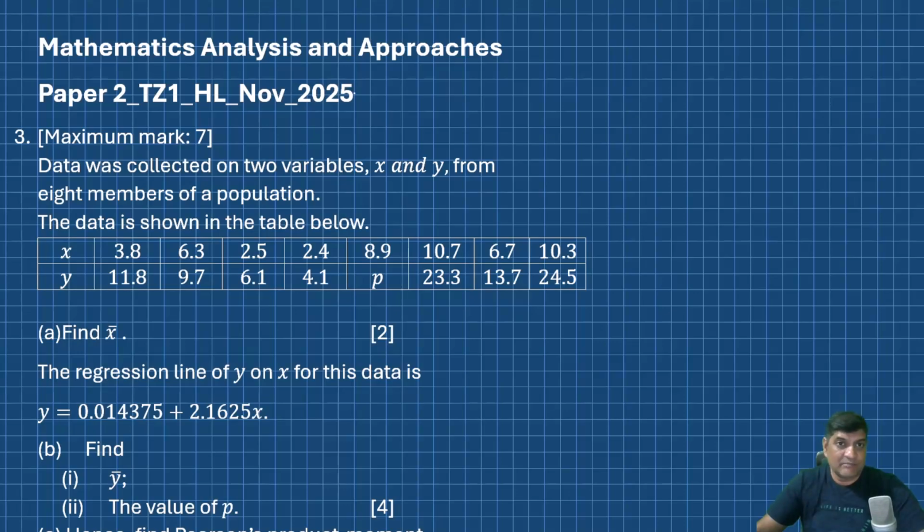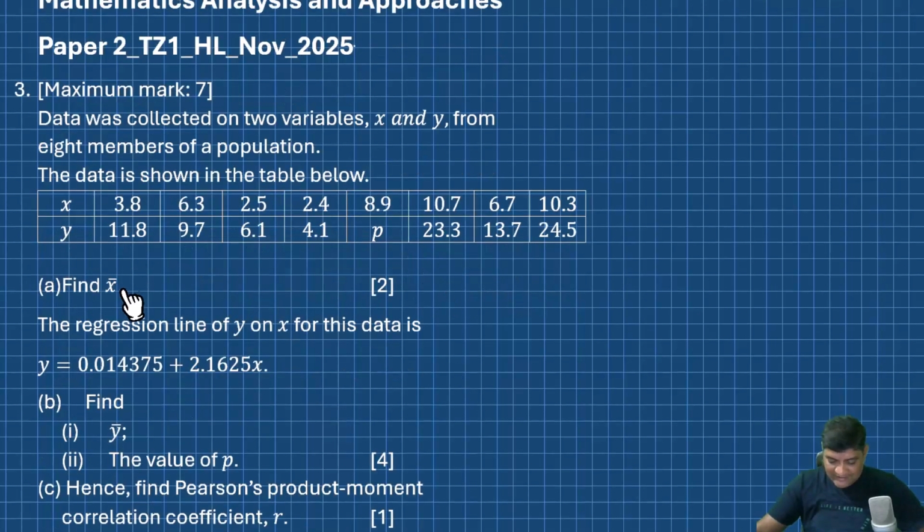Mathematics, Analysis and Approaches, Paper 2, Timezone 1, HL, November 2025. This is question number 3, which is of 7 marks. You can see that he's given us a table of two variables, x and y, and there are 8 members of the population, and these are the values for x and these are the values for y.